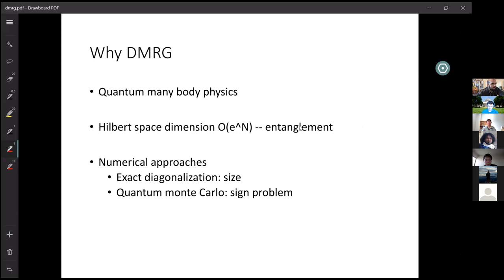Okay, so to solve these issues, we have a lot of approaches. Of course, there are analytical approaches, which I'm not going to talk about today, but I will mention a few numerical approaches. The first is called exact diagonalization. Basically, as the name suggests, you take the Hamiltonian matrix and you do the diagonalization. If you use this algorithm, you will be restricted to a system size of no more than 30 spins.